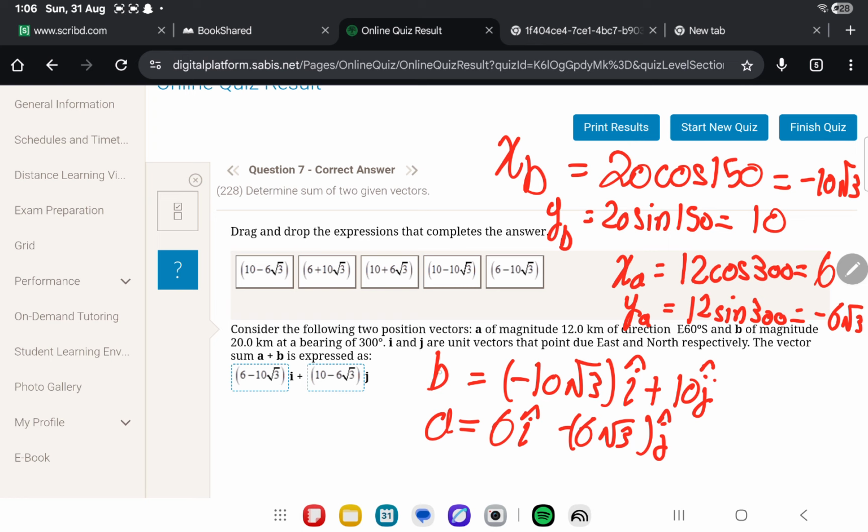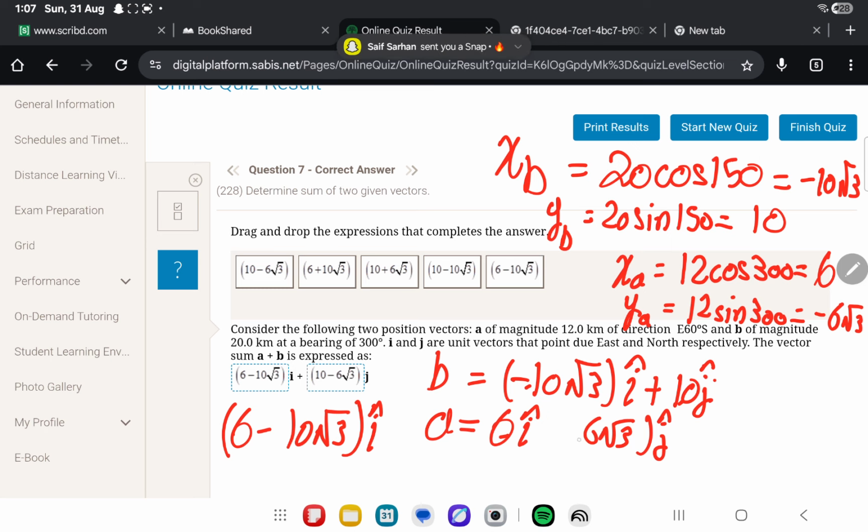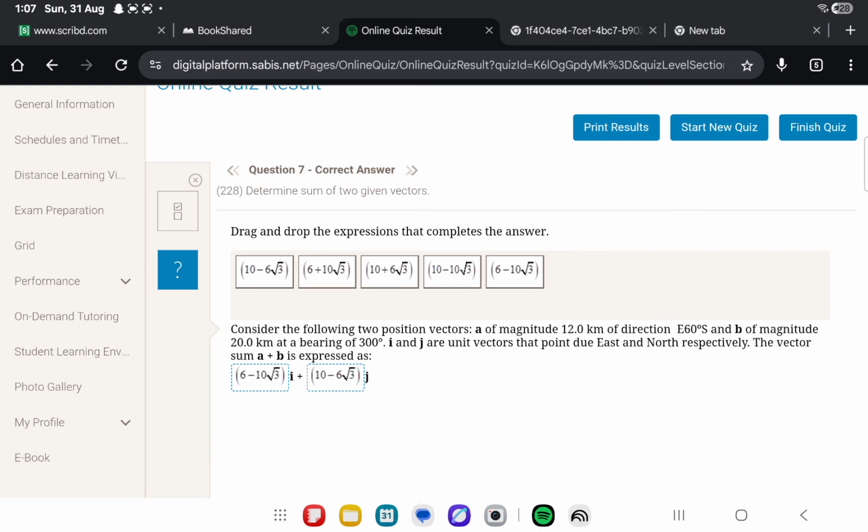Now, we want to find A plus B. So, we're going to combine the I with the I and the J with the J. So, it's going to be 6 minus 10 radical 3 I. Okay, and for the J, let me write this down here like this. 6I minus 6 radical 3J. We're going to write 10 minus 6 radical 3J. Okay, this question is done. Fairly easy and simple. Moving on.